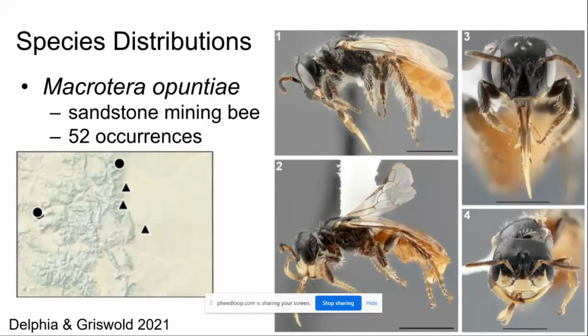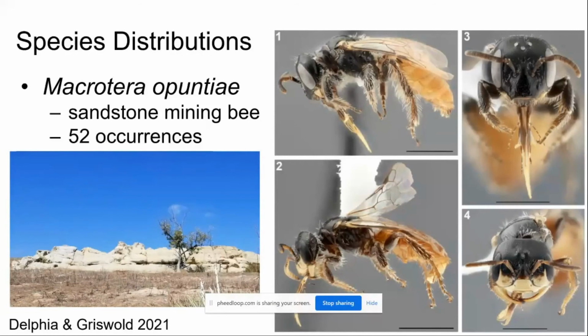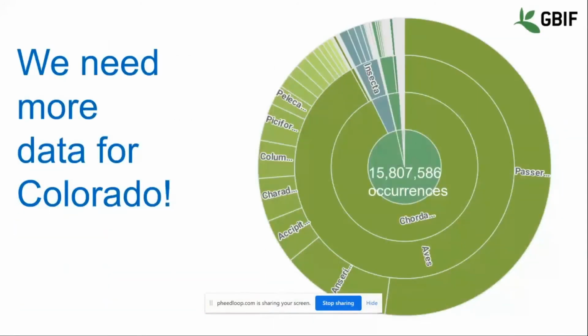This thing is extremely narrowly geographically limited. And it's done so because of where it nests primarily. It's called the sandstone mining bee because it literally excavates its nests in sandstone, and it's limited by finding rocks that are soft enough that it can burrow into. And so we know very little about the distributional occurrences of that bee.